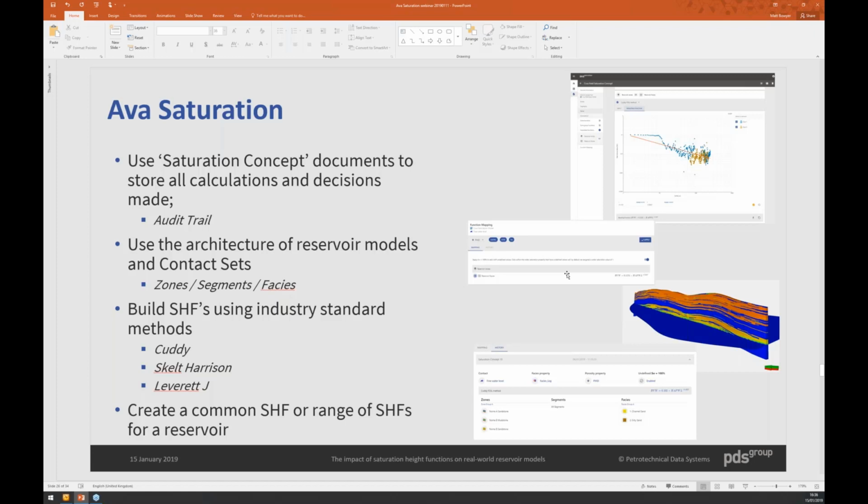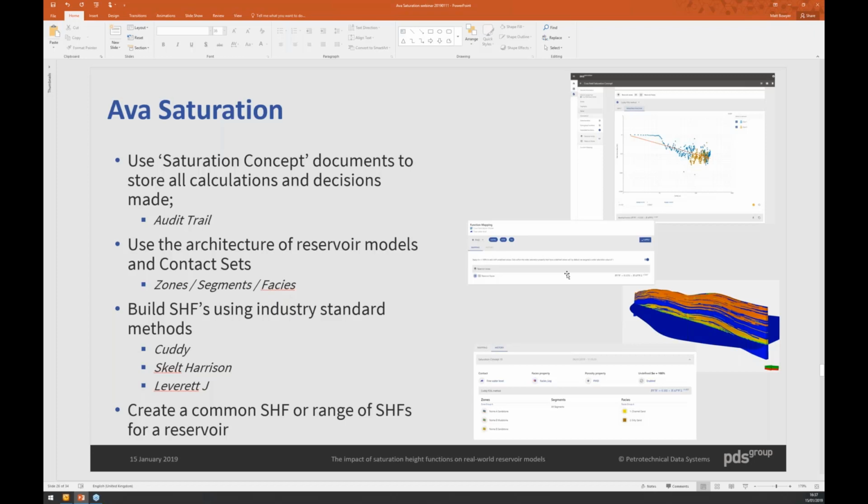And before you know it, you'll be using it. It's not very time consuming to actually understand what's required of you. We do some of the calculations on the fly, so things like height above free water level, bulk volume of water, we do those calculations for you. So again, we've just removed that manual process so you can begin to test different functions.